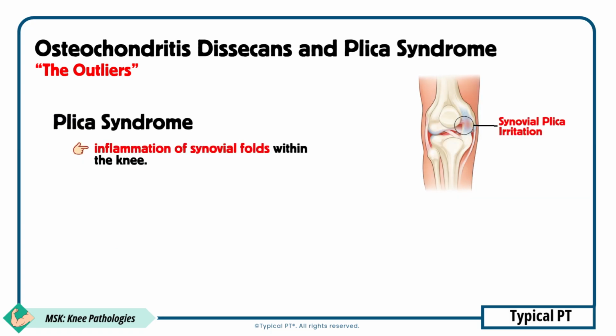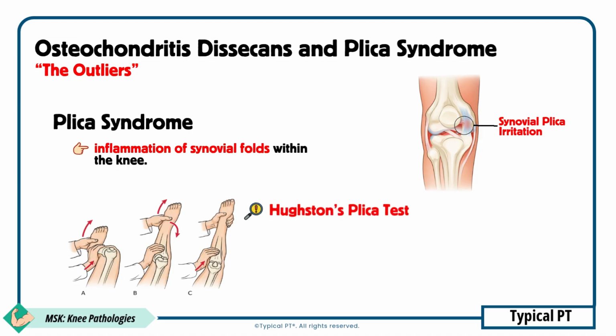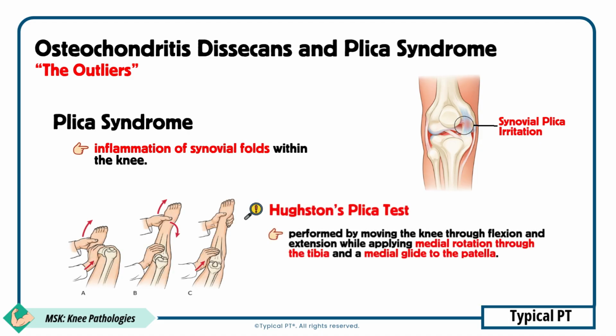Plica syndrome involves inflammation of synovial folds within the knee. Hughston's plica test is performed by moving the knee through flexion and extension while applying medial rotation through the tibia and a medial glide to the patella. A positive finding is palpable popping of the plica band.